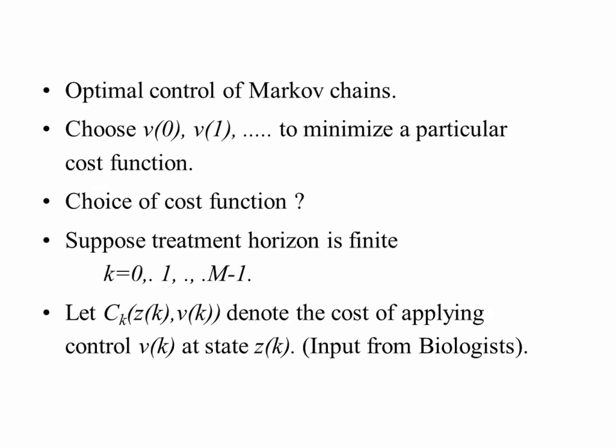So now the problem becomes a problem of optimal control of Markov chains, because the biological problem we have now reduced to the problem of controlling a Markov chain. So the control problem here is to choose a sequence of control inputs, nu0, nu1, and so on, to minimize a particular cost function. And the question is, how do you choose the cost function?